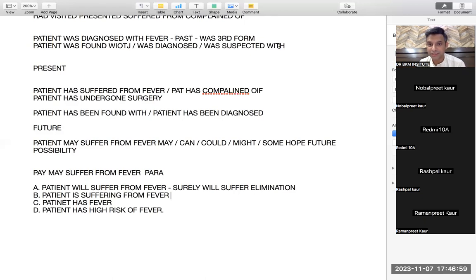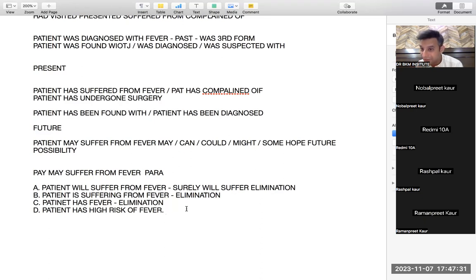Second option, patient is suffering from fever. No, patient may suffer. So patient is not suffering from fever. Elimination. Patient has fever. No, patient may suffer from fever. Elimination. I'm sorry, but that is why your reading is so much affected. That is why you struggle in listening part C. That is why.